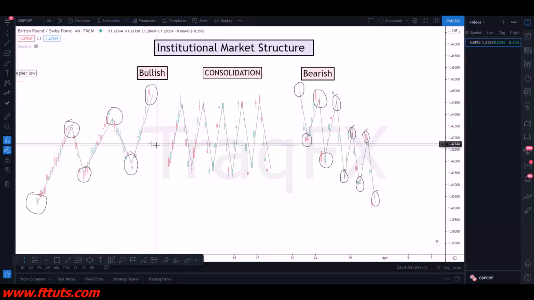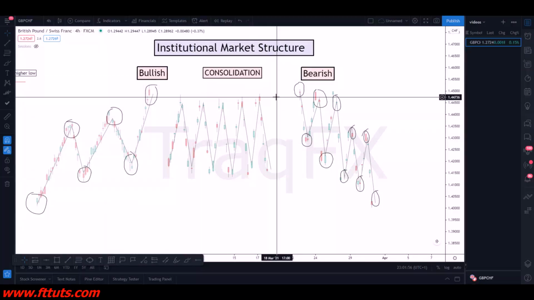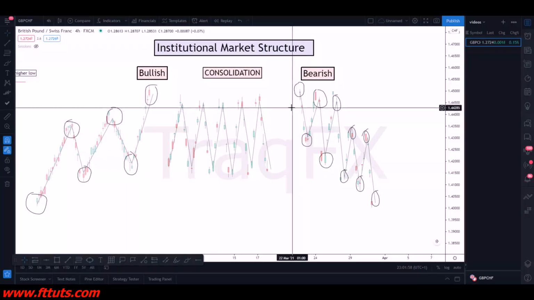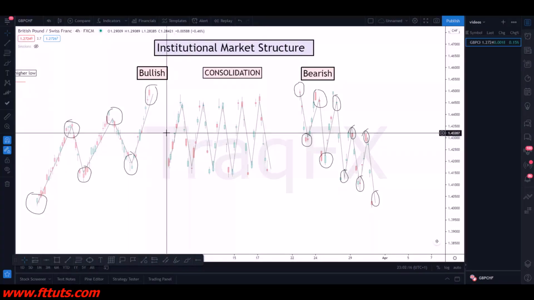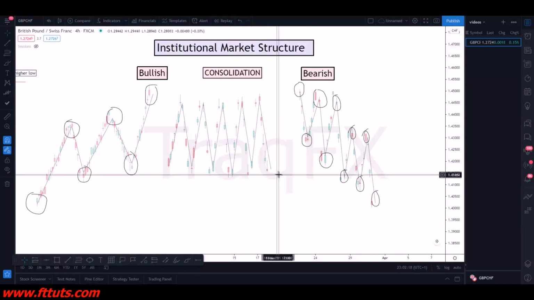So now we know that the market creates a bullish structure, either consolidates, or it creates bearish structure. Other than these three market structures, there's nothing else. There's no ICT kill zone, whatever. I'm sorry if anyone got offended by that, but ICT and all these traders, they like to confuse market structure, and I don't like that. So it's really simple. There's just bullish, consolidation, or bearish.